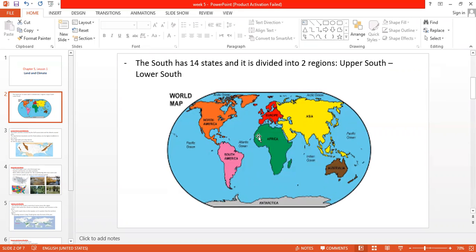You will not find this picture, okay? I forgot to attach it, but I put it here. So let's check the map. This is the map of the world, guys. Why did I post this map for you?